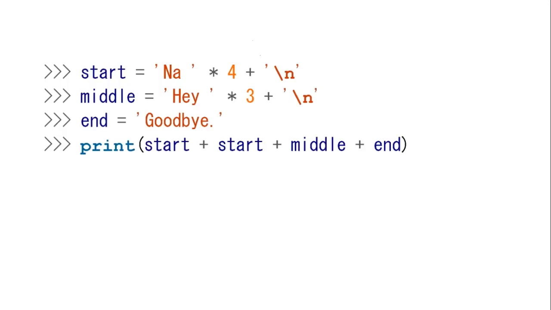Duplicate with integer. You can use the multiplication operator with an integer to duplicate a string. Try typing this line into your interactive interpreter and see what it prints.